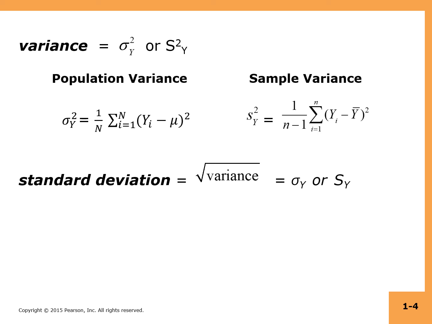For the standard deviation, it is just the square root of the variance, and it's denoted as sigma y or S y. So basically, once you calculate the variance, you just take the square root of the value, and that will give you the standard deviation.